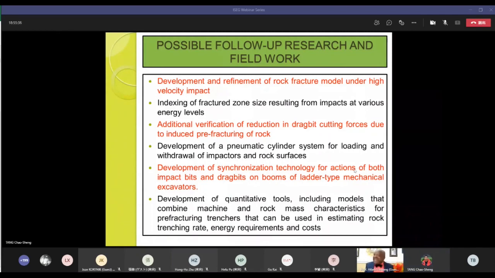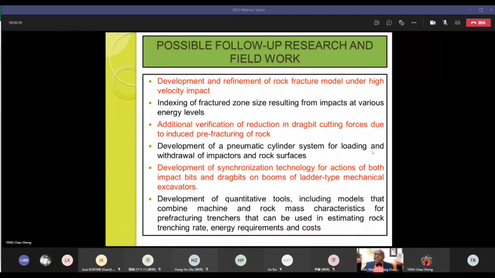Development of a pneumatic cylinder system for loading and withdrawing of impactors on the rock surfaces. That's a mechanical engineering kind of thing. It's not really geomechanics. So in that case, the geomechanics researchers would need to work with mechanical engineers. The next one is development of synchronization technology for actions of both the impact bits and drag bits, because they have to hit and withdraw in a matter of seconds, so that the cutting bit can now come and impose its cutting action on the rock surface.